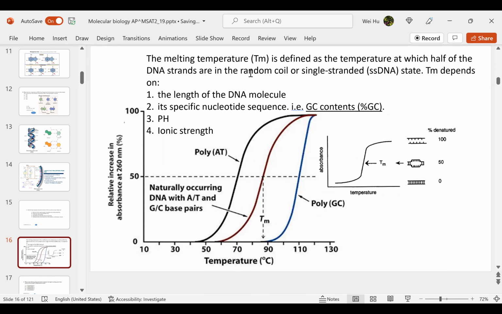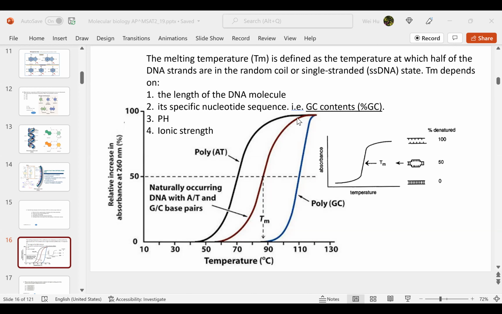Now let's talk about the melting point. Let's talk about the definition first. The melting point is defined as the temperature at which half of the DNA strands are separated or random. So half separate. This really depends on the length of the DNA molecules or whether you are rich in GC pairs, because we already said the GC pairs are stronger because they have 3 hydrogen bonds.